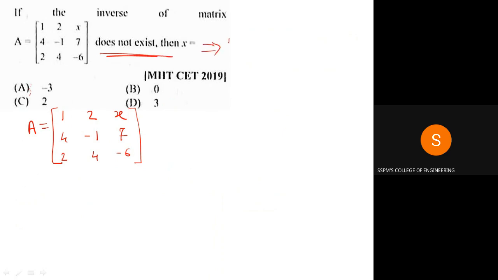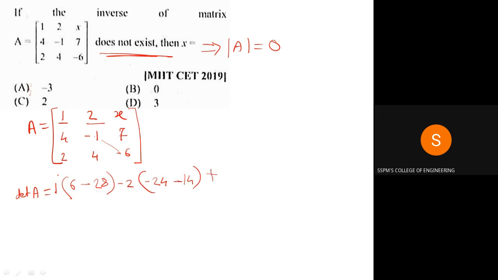It means determinant of A is equal to 0. Okay. So determinant of A, we will try to find determinant of A. What is determinant of A? First we will consider 1 into bracket minus 1 into minus 6. Minus 1 into minus 6, it is 6. Minus 7 into 4, it is 28. Okay. Then minus 2. The next element that we will consider is 2. It is minus 2. Okay. 4 into minus 6, it is minus 24. Minus 7 into 2, it is minus 14. Minus 24, minus 14. Okay.